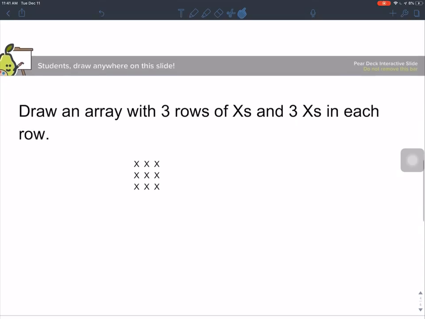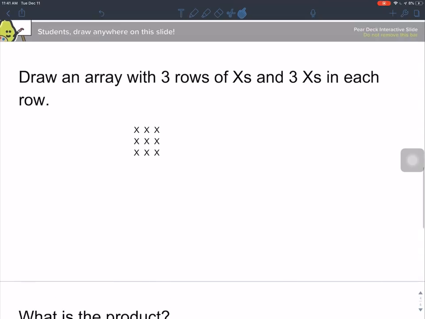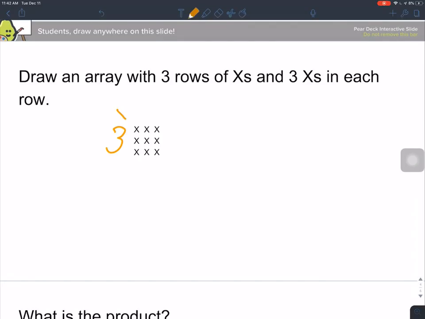Okay, so I drew 3 rows of X's with 3 in each row. I have 3 rows of 3. Well, we know any number times itself would have all sides equal because there's 3 on every side. And what I know about squares is they have equal sides. All sides equal. All the sides equal 3. That means this makes a perfect square.